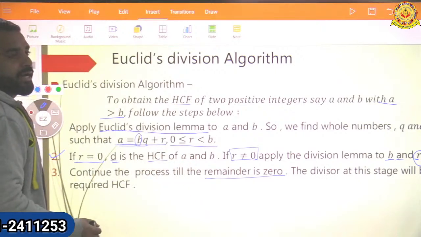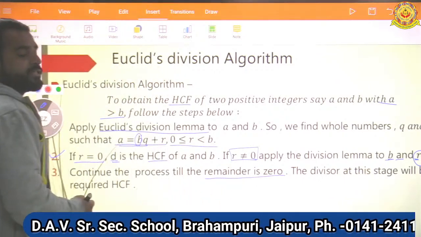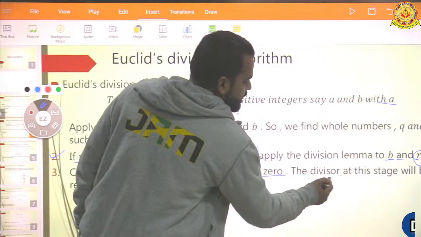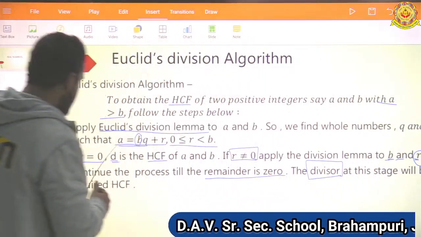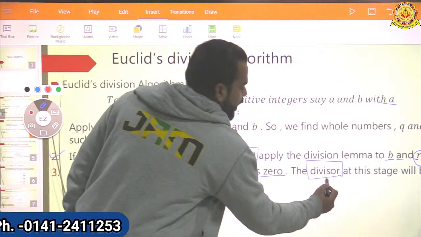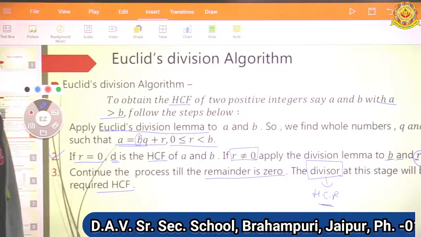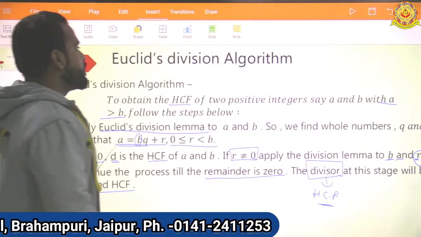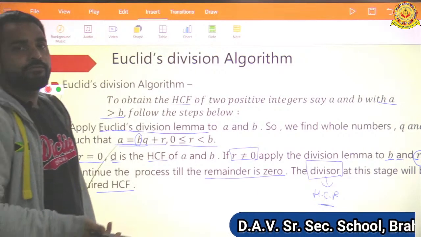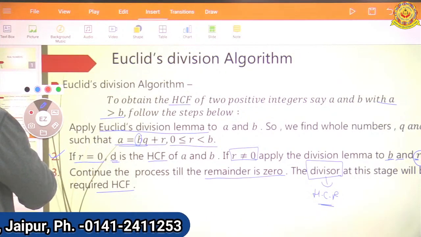Whenever you get the remainder 0, that particular divisor which gives the remainder 0 will be your HCF. So the divisor at this stage will be the required HCF. When you get the remainder 0, that divisor is your HCF. This Euclid division algorithm is very important. The question may come to find the HCF between the two following numbers which are given. Look at this, how the question will come.